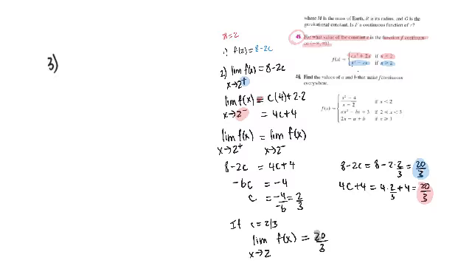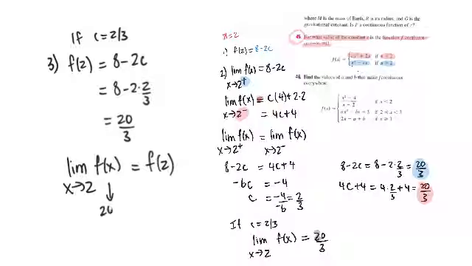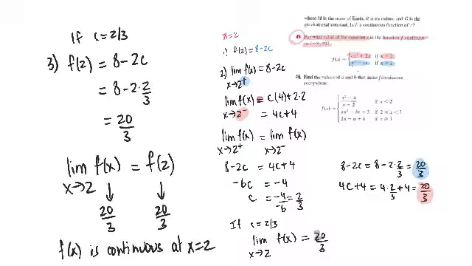Now, the third condition for continuity is that f of 2 has to be equal to the limit. Well, let's check f of 2. F of 2 is 8 minus 2c, so if c equals 2/3, f of 2 will be 8 minus 2 times 2/3. That is also 20/3. So if I choose c equals 2/3, the limit of f as x approaches 2 is equal to f of 2. All of this is equal to 20/3, and we're good to go. So the function is continuous at x equals 2.